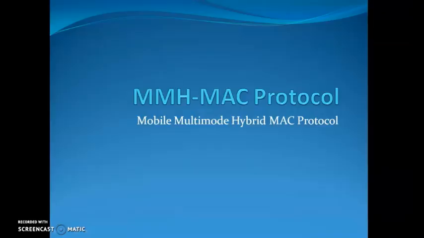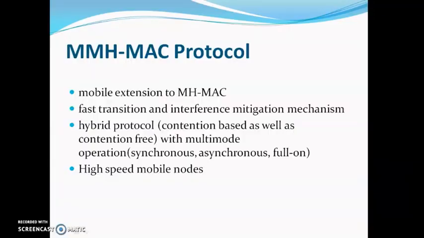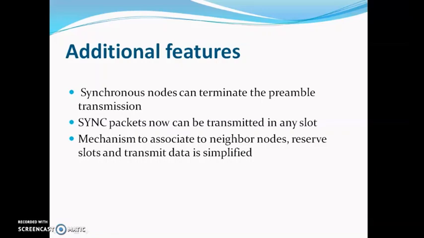Next mobile MAC protocol we are going to look at is the mobile MHMAC protocol. As the name suggests, it is a mobile extension of the MHMAC protocol which introduces new mechanisms to improve MHMAC mobility support. Similar to the MHMAC protocol, it is a hybrid protocol with multi-mode operation. It is specially designed to tolerate asynchronous mobile nodes in the neighborhood of synchronous nodes and provide fast transition and an interference mitigation mechanism. It is used in scenarios where the speed of the mobile node is very high.